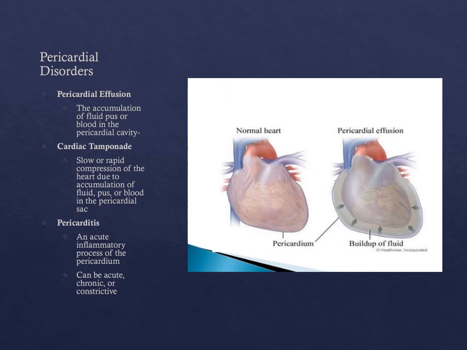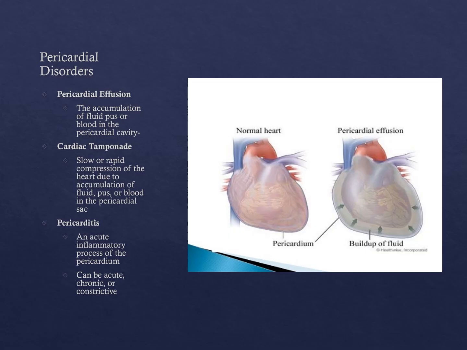So when we get pericardial disorders, there are three large categories we might see. One is a pericardial effusion, and that is accumulation of fluid, which can be pus, blood, or just regular pericardial fluid within that pericardial cavity. So that normal space starts to fill either with excess fluid or with fluid that doesn't belong there, like pus or blood.